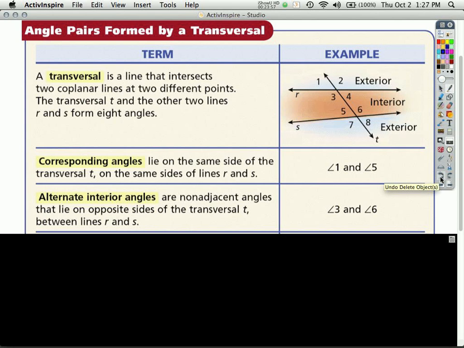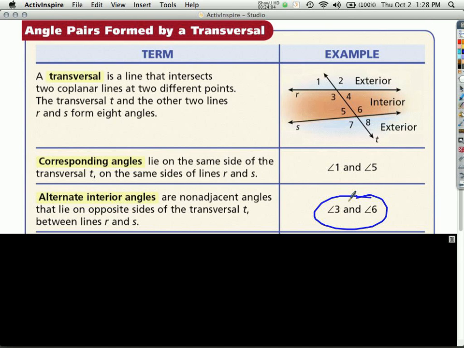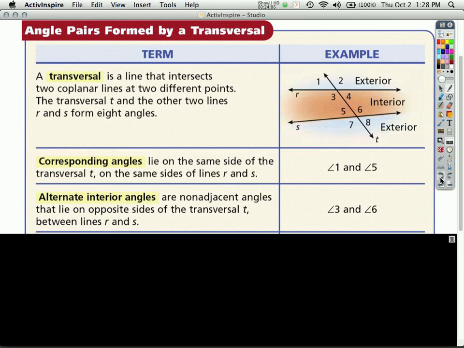And alternate interior angles, you can see that 3 and 6 is one example, 4 and 5 is another example, and you can indicate that somehow. So take a moment to draw your own version of the picture. Should be close. Make sure you put the numbers in the right place.